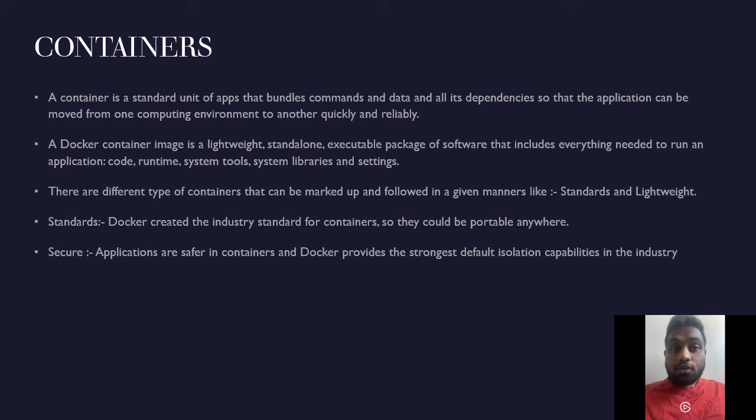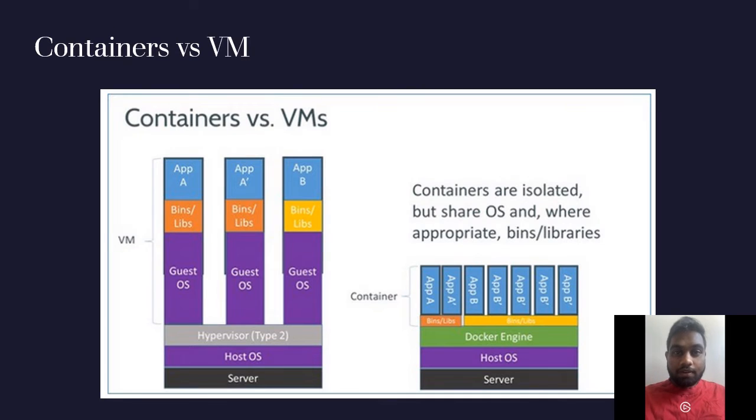There are different types of containers: standard and lightweight. Standard: Docker created the industry standard for containers so they could be portable anywhere. Secure: applications are safer in containers, and Docker provides the strongest default isolation capabilities in the industry. Here we can see a brief description about containers and virtual machines.